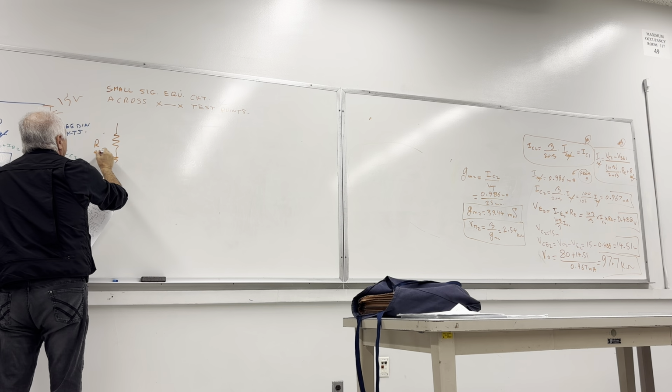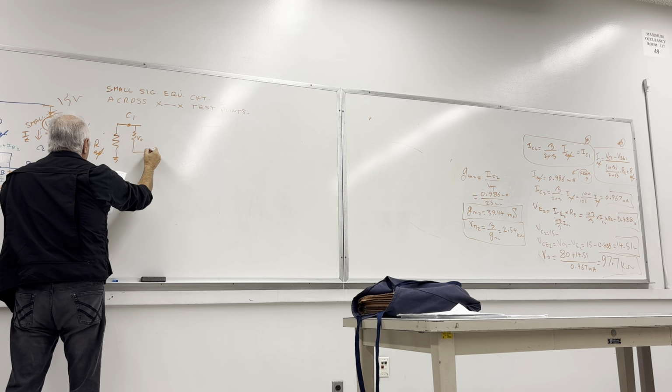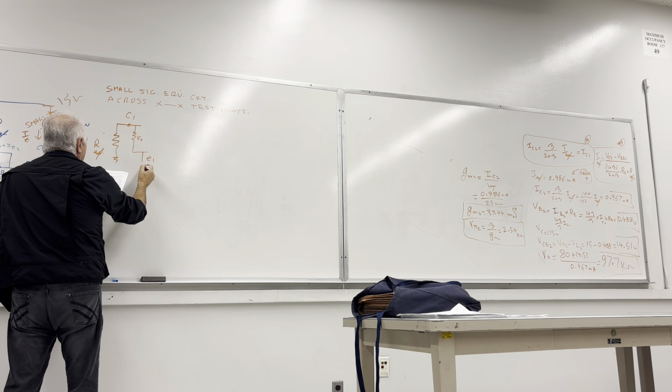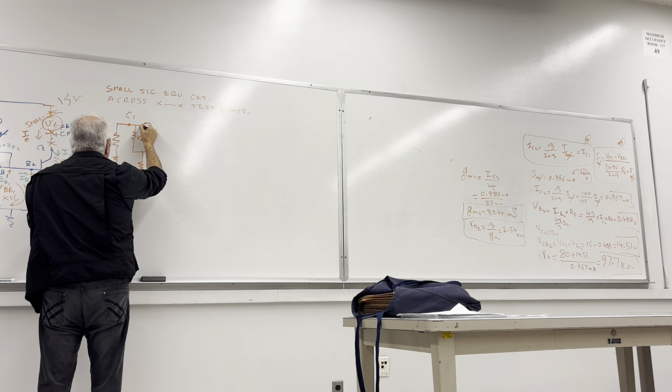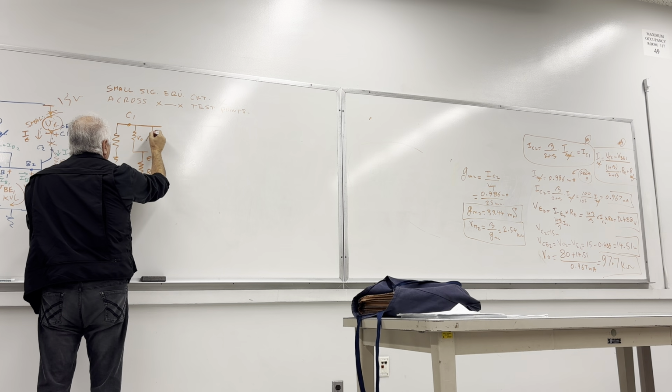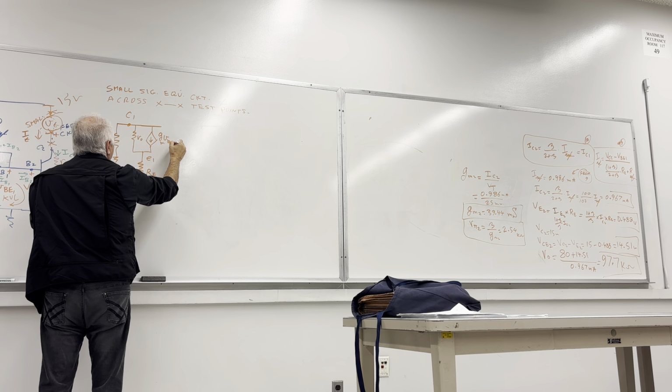RREF, grounded. Take it to C1. Put RO, connect it to the E1, C1, and from here connect with RE to the ground. Put a current source in here. That current source is GM times VBE1.